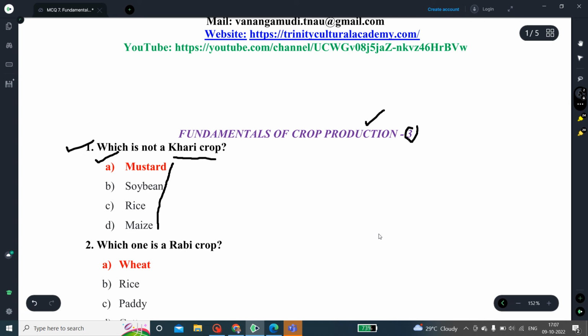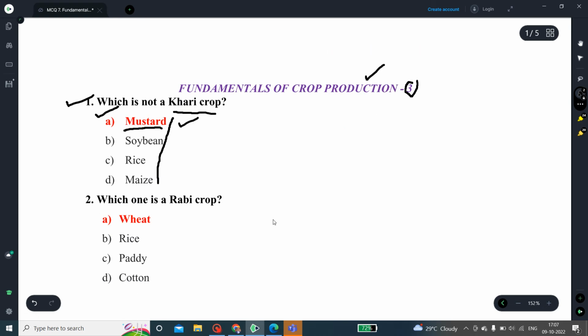The kharif season starts in the month of June. The sowing will be taken up in June, July, as soon as the onset of the southwest monsoon, and the harvesting will be done at the end of the southwest monsoon, that is October, November, or September, October, depending upon the duration of the crop. Mustard is not a kharif crop. It is grown in the rabi season. That is the correct answer.